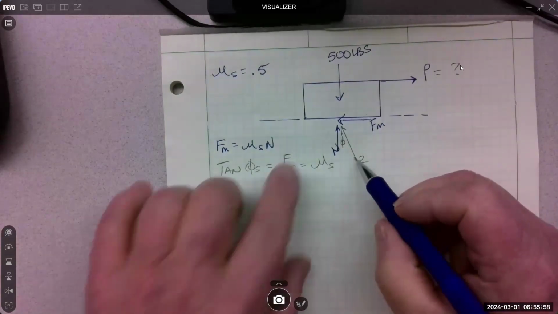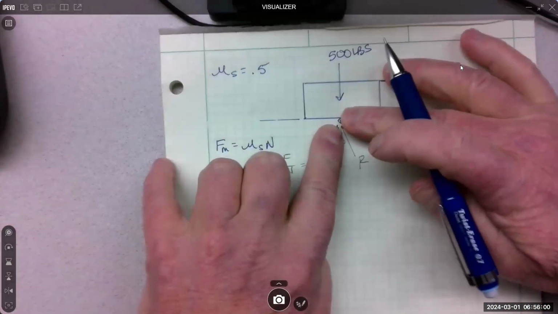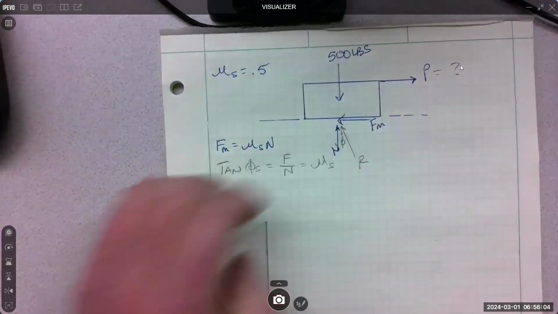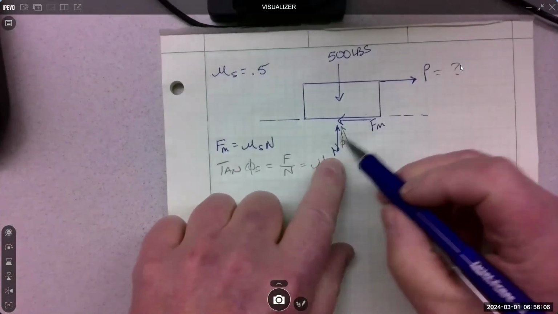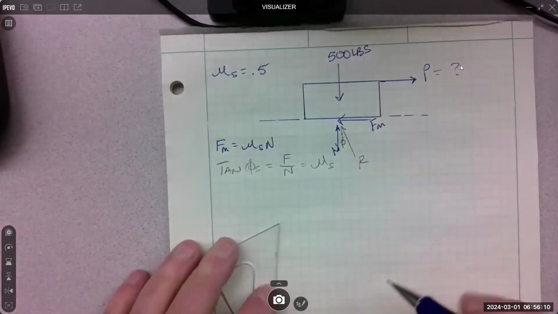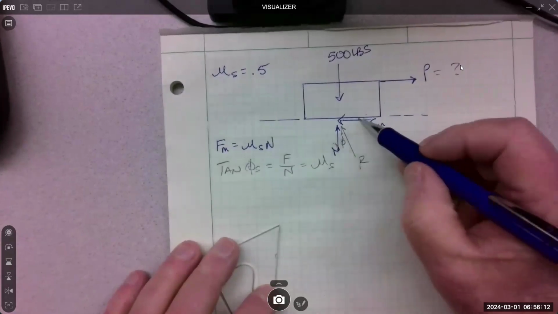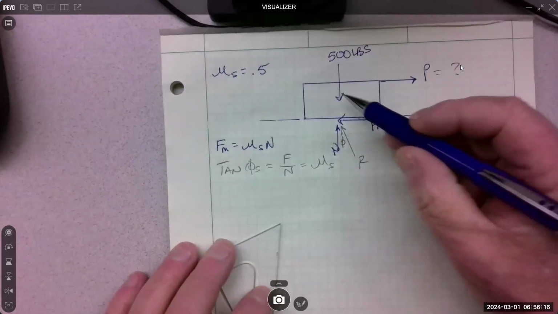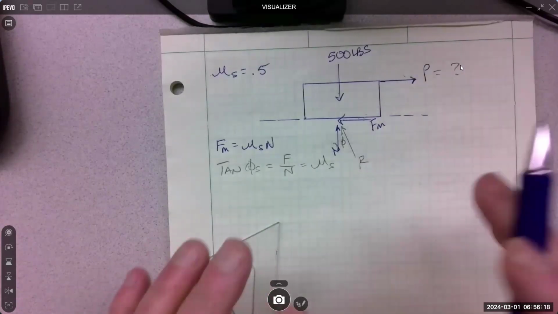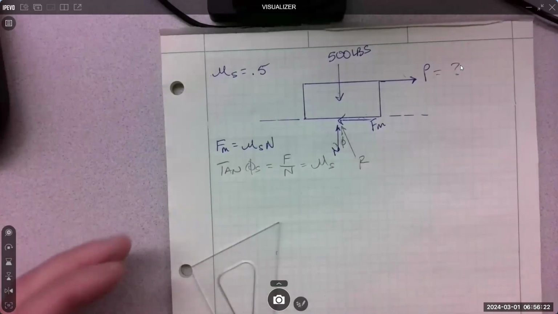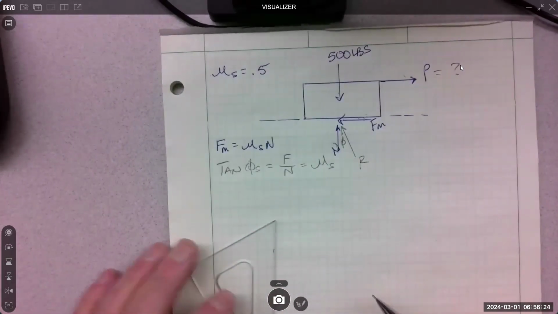When you put R in, N and F disappear, and you're just left with 1, 2, 3 forces. So when you use N and F, you have 1, 2, 3, 4 forces. You can't do a force triangle. But if you pull these two out and just put R in, then we have 3 forces, and we know that 3 forces will create equilibrium in a closed triangle.